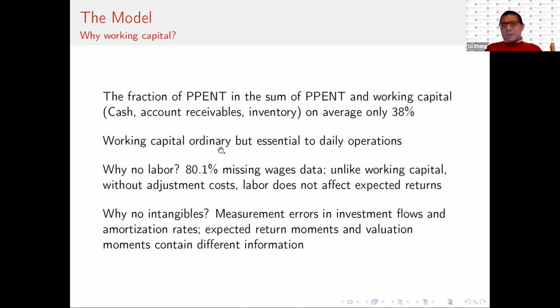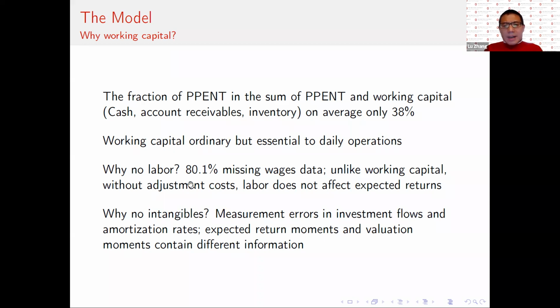Although working capital looks very ordinary and banal and probably boring, it is essential to a firm's daily operations. You have to have cash to pay the workers when the accounting period comes. You have to pay wages and all, and you need to maintain trade credit, maintain accounts receivable in order to boost your sales, and of course inventory. You need to keep the materials in store to smooth production. So working capital is an integral part of the firm's growth process. It's part of the productive input in the grand scheme of things. That's why we stick with working capital: it's the most ordinary, oftentimes easy to ignore, but it's essential.